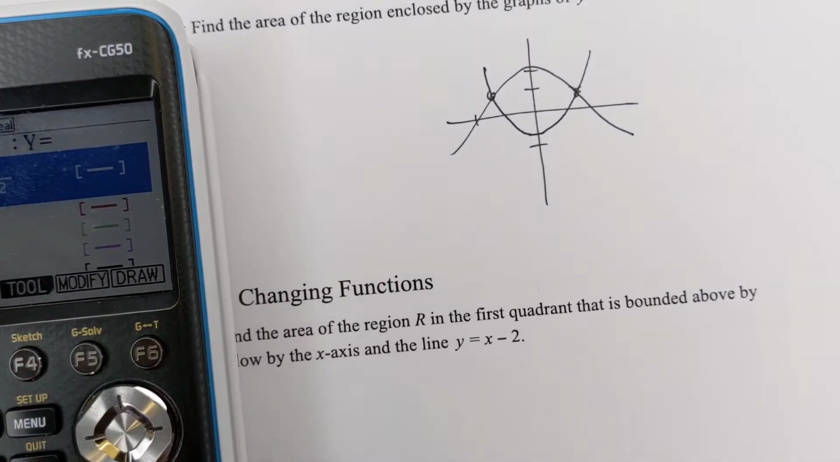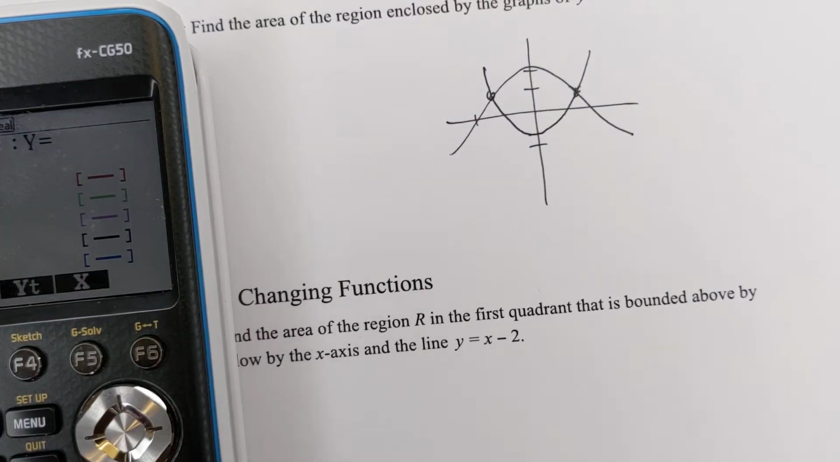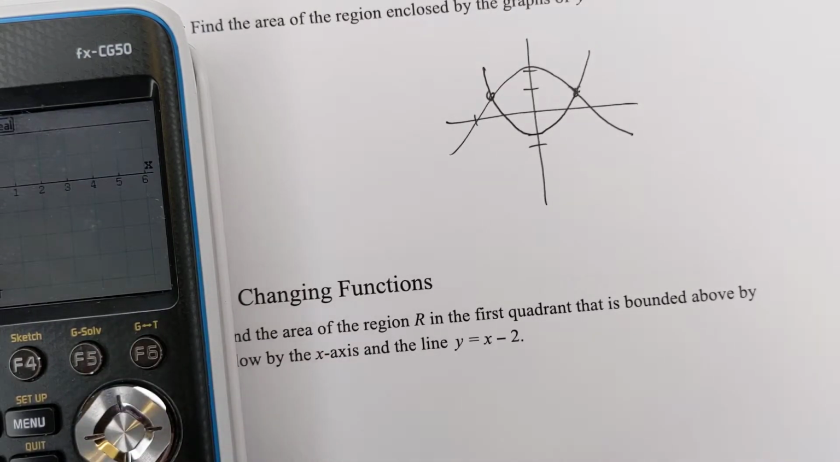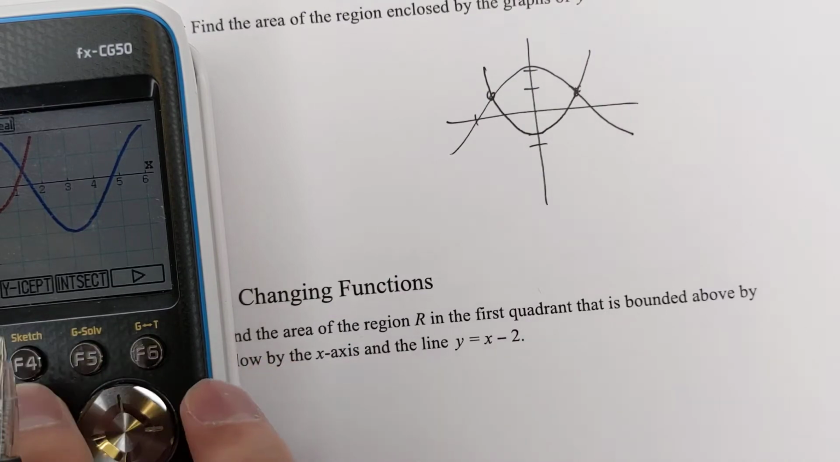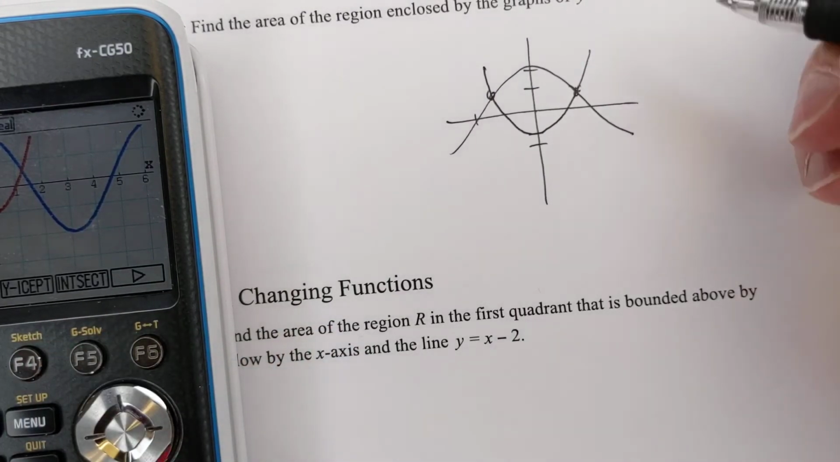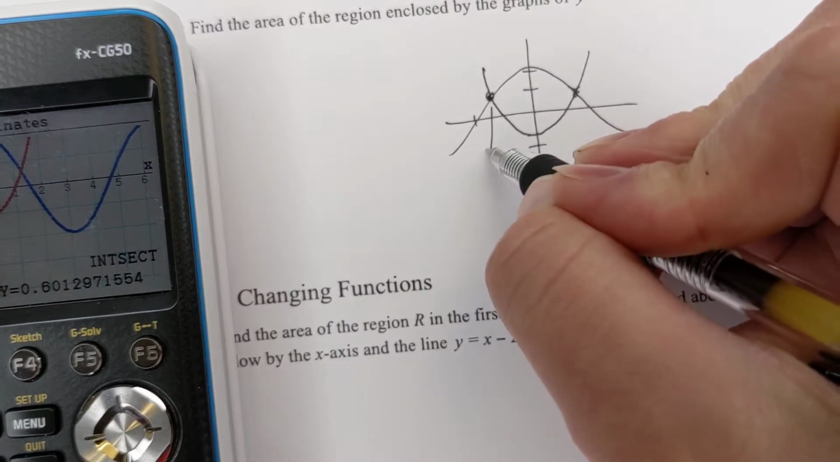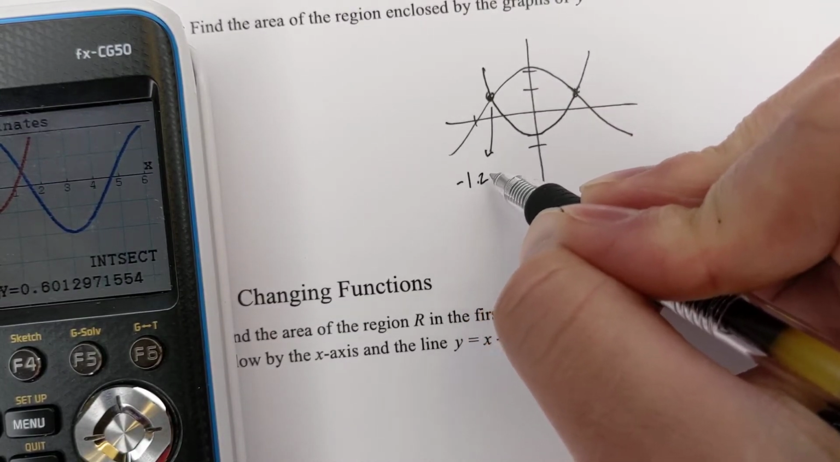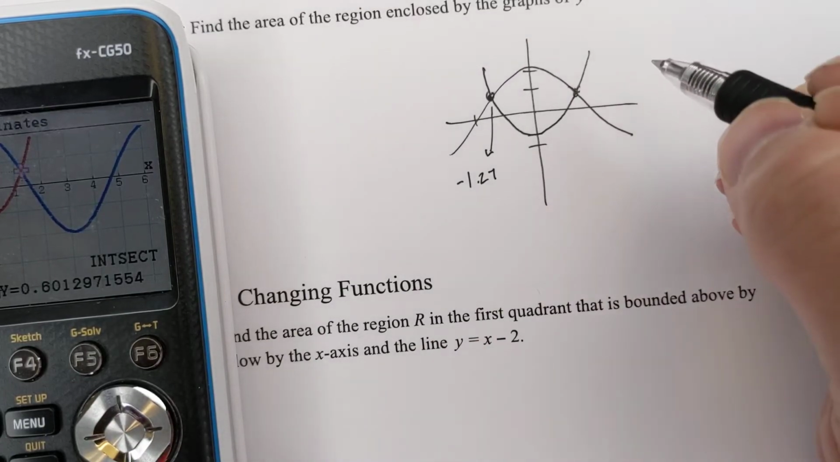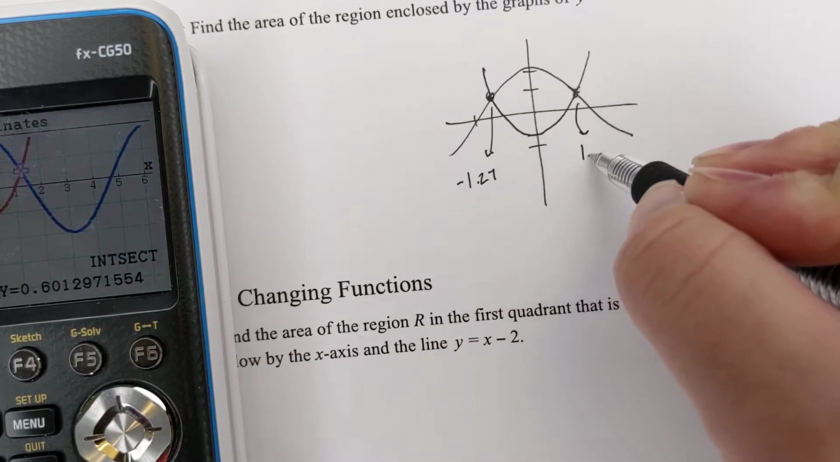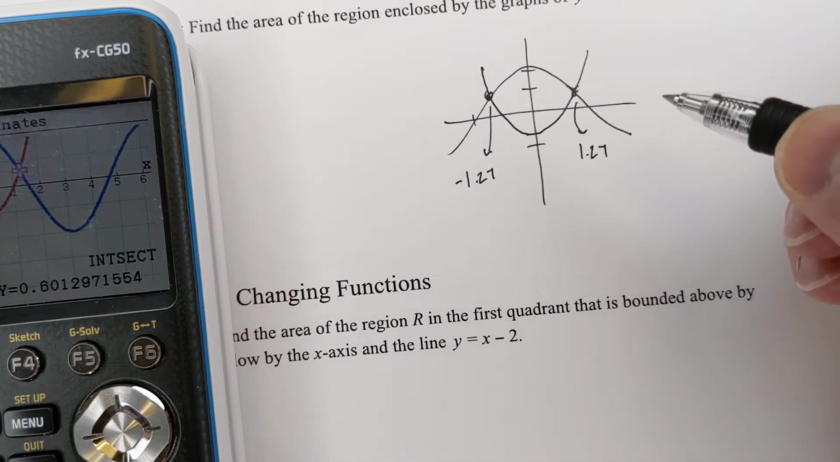So we're going to graph 2 cosine x. We're going to graph x squared minus 1. And then G-Solve intersection points. Now all that really matters is the x value. So this coordinate is at negative 1.27, which means this one's probably a positive 1.27. Yep. Positive 1.27.